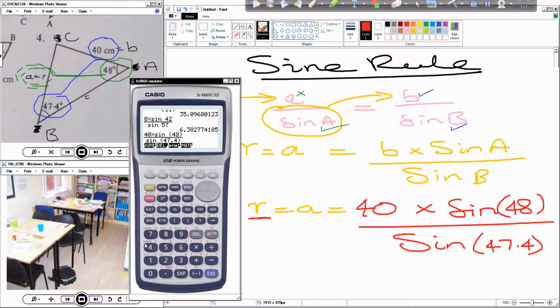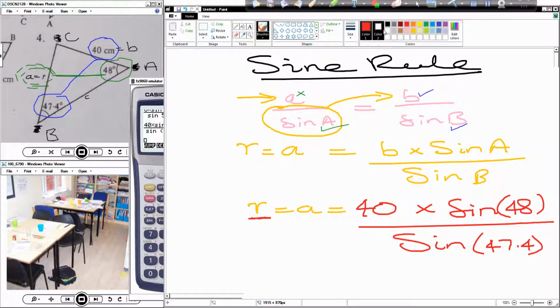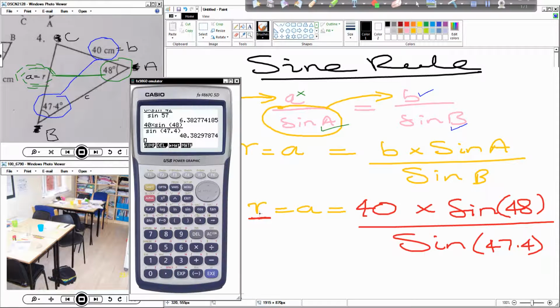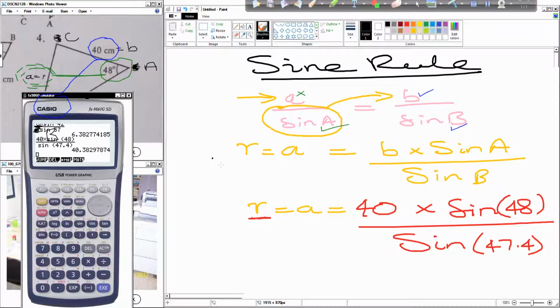Like Samara did earlier. Well done, Samara. So, okay, are we happy? Does this red part here match my calculator part? Should press EXE. So that gives us an R value. What is the R value? 40.382. Okay, let's move that to one side.